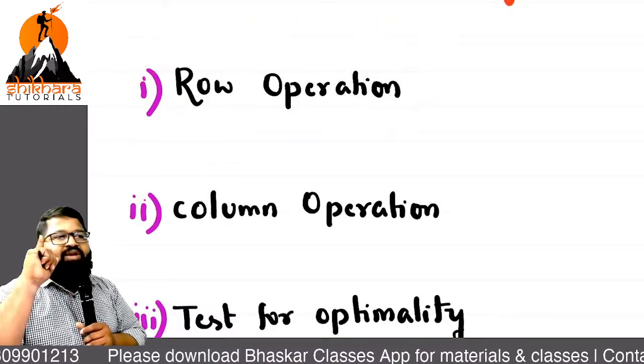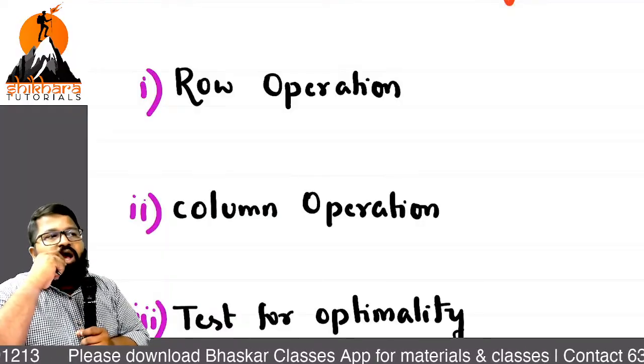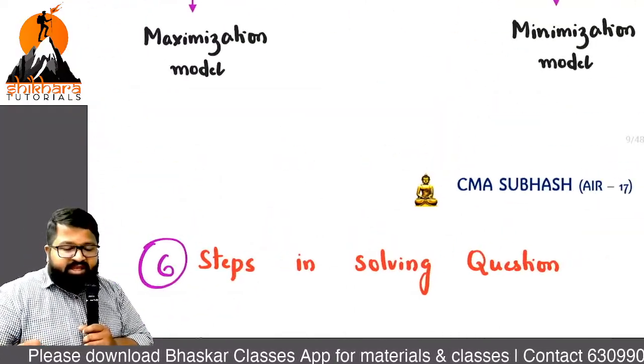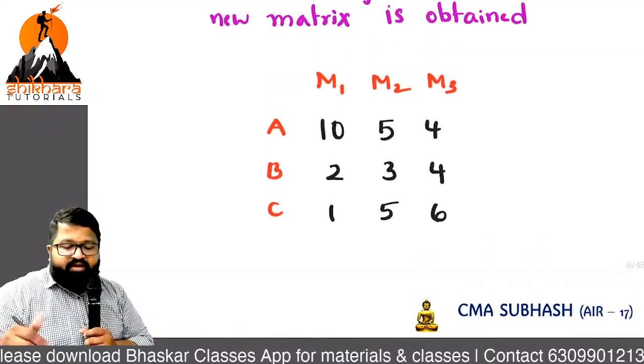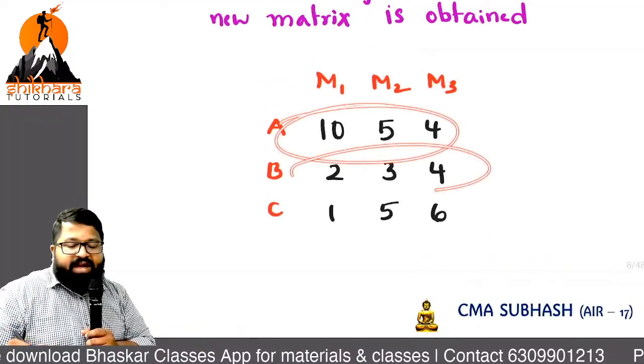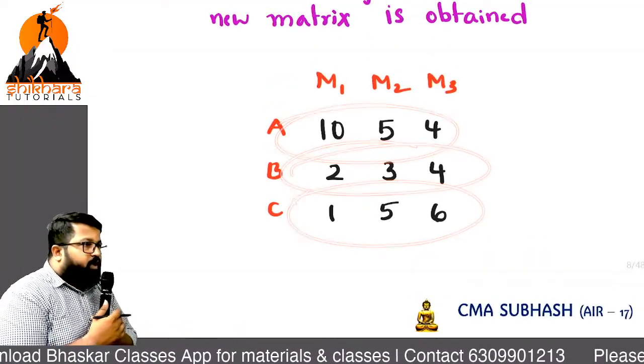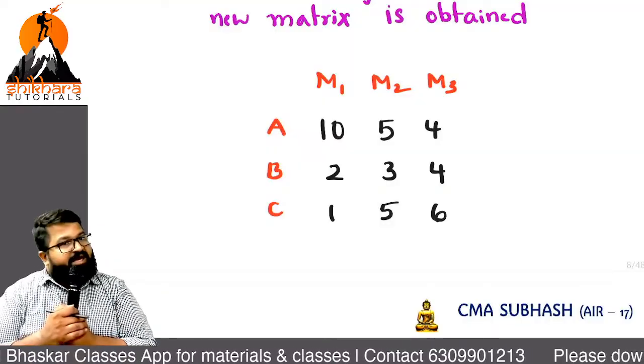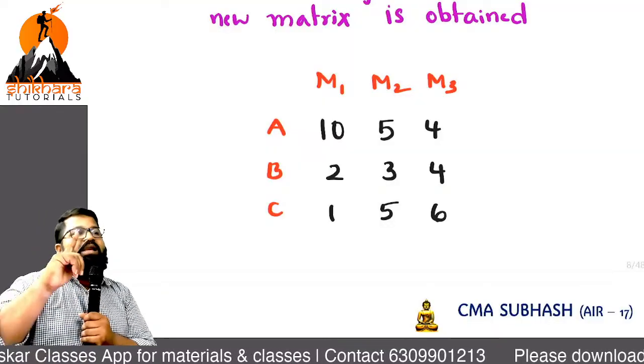Listen to the point. In the case of row operation, what are we doing? From each row, identify the least number. What is the step? From each row, identify the least number.